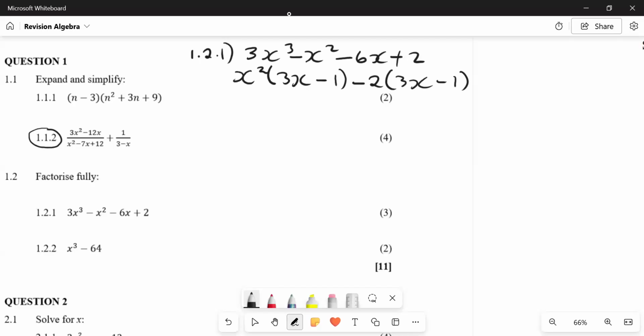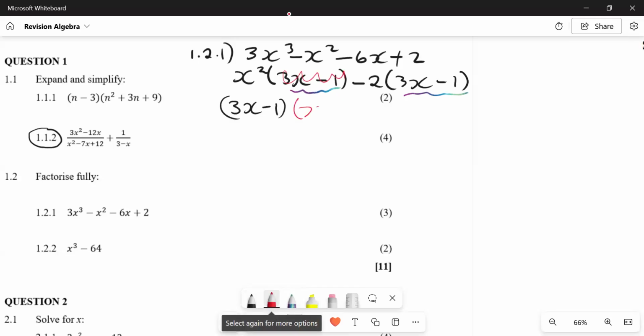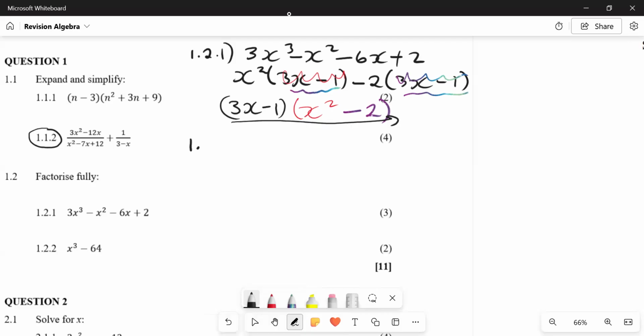And then from here, now we've created our own common factor, which is 3x minus 1. Now let's take out that common factor, 3x minus 1. When you take it out, you're left with x squared, so you write your x squared, 3x minus 1, now you're left with minus 2. So this is your final answer. Now I'm having two brackets. Done factorizing.